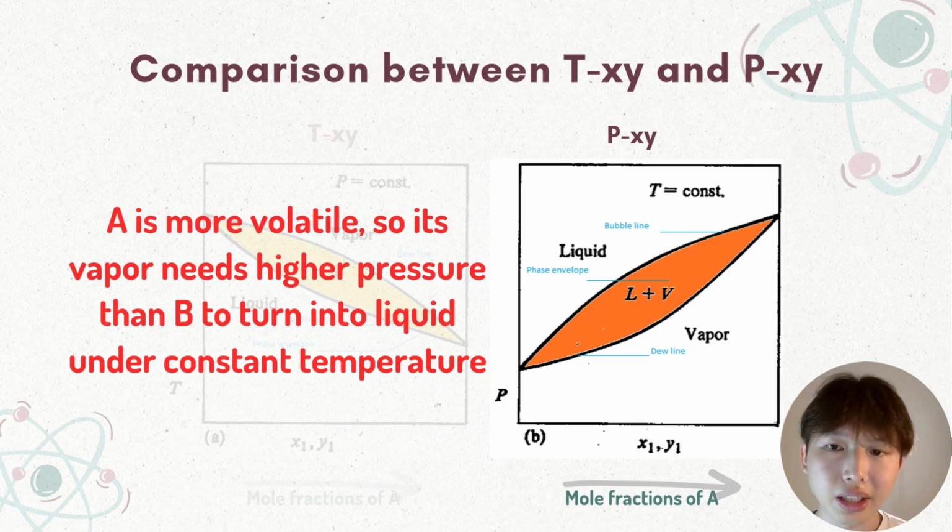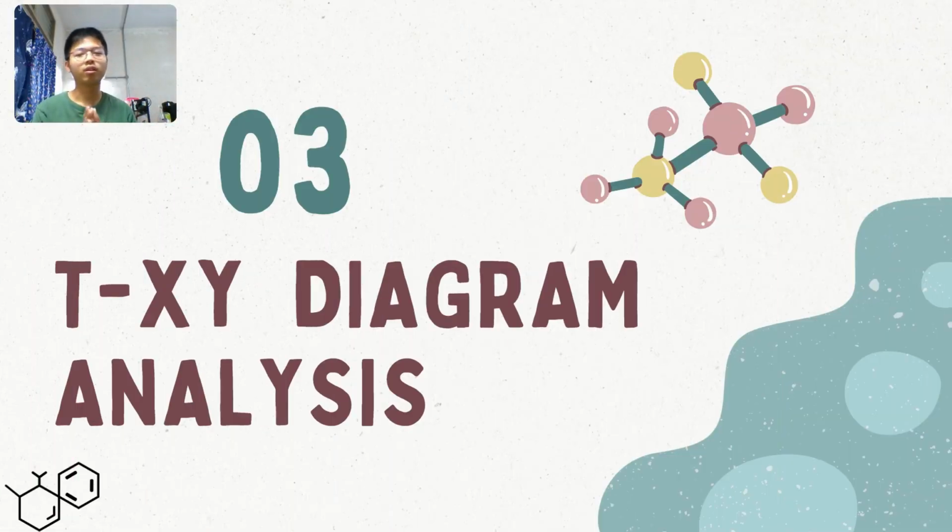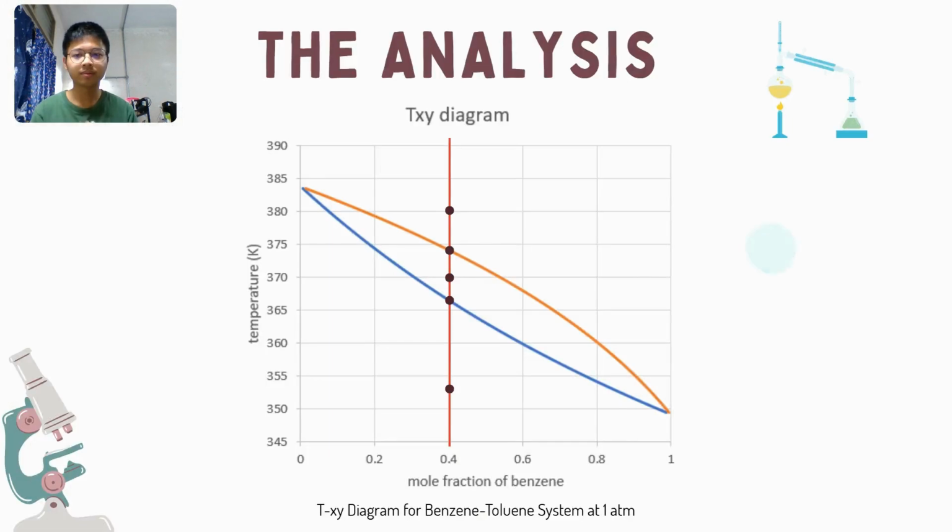This is because A is more volatile, so its vapor needs higher pressure than B to turn into liquid under constant temperature. Well, thank you, my friend, for the well explanation of the above topic. Now, I'm going to explain the TXY diagram in detail.